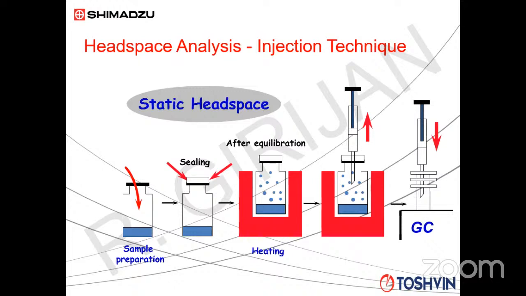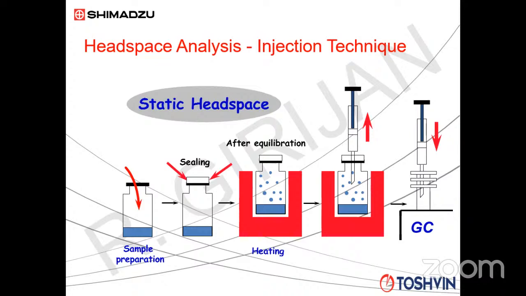It will pierce the septum, take out a certain quantity of vapor, and then inject it into the GC. That means only the vapor has gone inside. Your liquid sample, your blood sample, has not gone inside. You get a very sensitive analysis. Column contamination will not come. Injector contamination will not come. And analysis can be completed very fast. This is called a syringe mechanism.